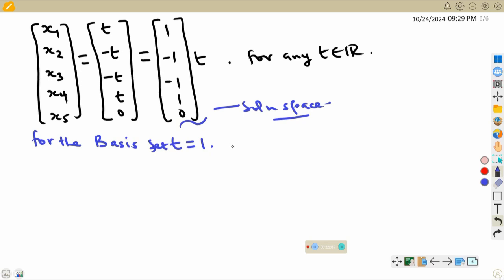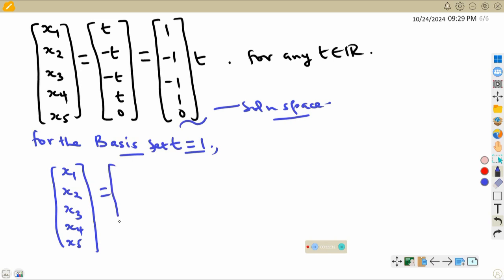If you set your t to be 1, we shall be able to obtain our basis. When you set t to be 1, we shall be able to obtain x1, x2, x3, x4, and x5. This one here will be 1, negative 1, negative 1, 1, and 0. So when you obtain this, this will be your basis.